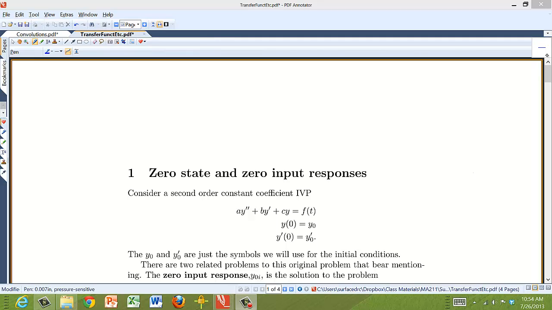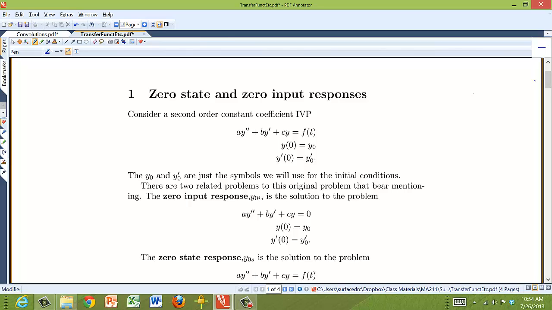Today let's talk about transfer functions and zero state responses and zero input responses in the context of, well, we'll talk about second order constant coefficient ODEs. So let's think of a second order constant coefficient initial value problem, and this time I've used A, B, and C for the coefficients instead of M, C, and K.